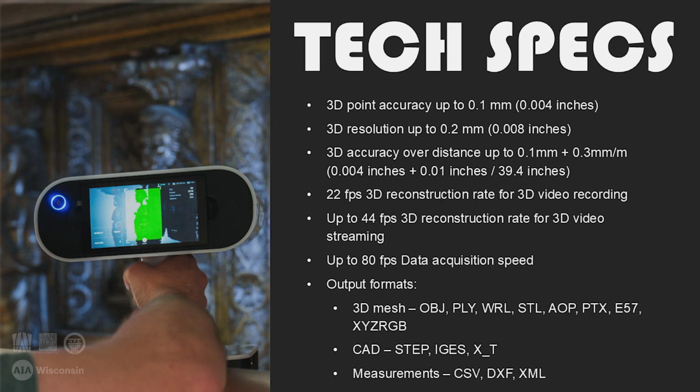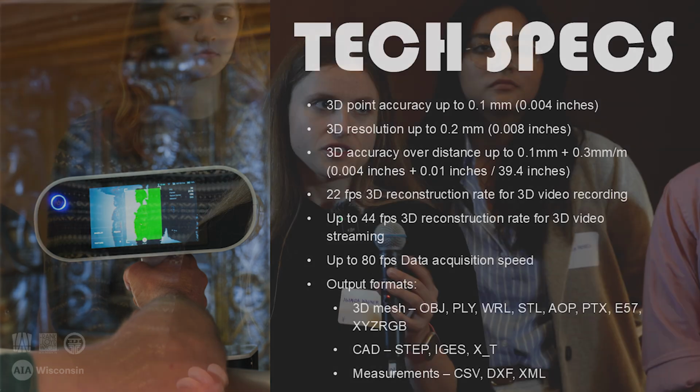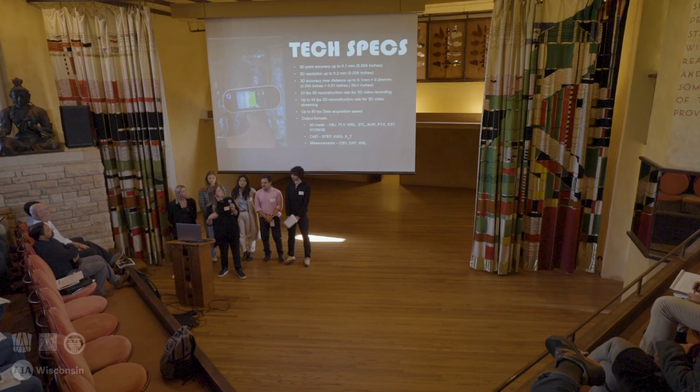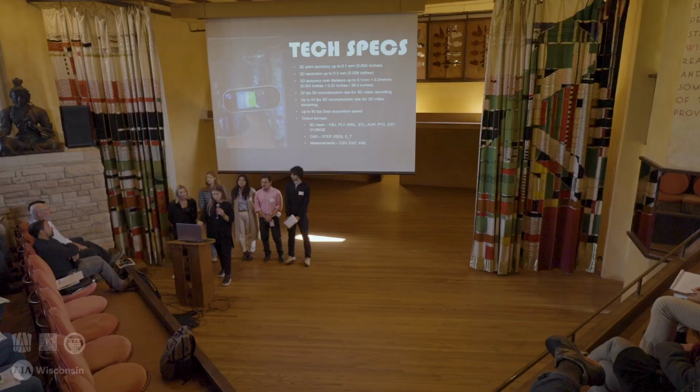And here are some of the important specs of the Leo. One of the coolest parts is that it has an accuracy of up to 0.1 millimeters or 0.004 inches. So the accuracy is incredible for the amount of detail that it can grab. Also, it is extremely fast, as if you are familiar with frames per second, and it supports a multitude of output formats, making it compatible with various 3D modeling and design software.